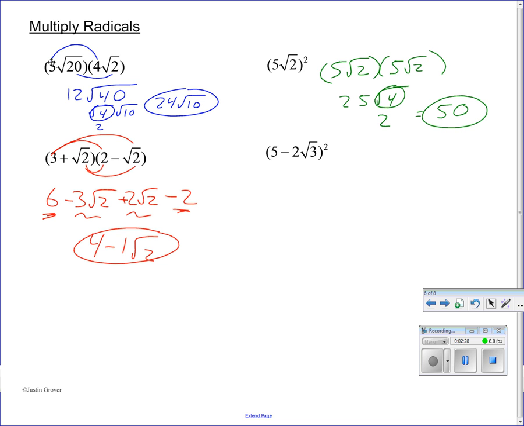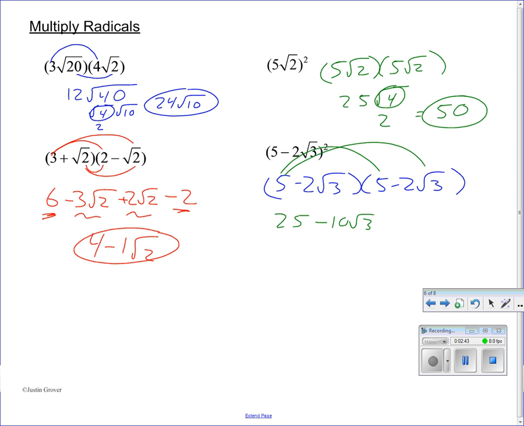5 minus 2 rad 3 squared is 5 minus 2 rad 3 times 5 minus 2 rad 3. Something squared is times itself. We get 25. It's going to be minus 10 rad 3 minus 10 rad 3. And then negative times negative is positive. 2 rad 3 times 2 rad 3 would be 4 rad 9, which we know is just 3. So the whole thing is really just plus 12. And 25 in front of that, they combine to 37 minus 20 radical 3.